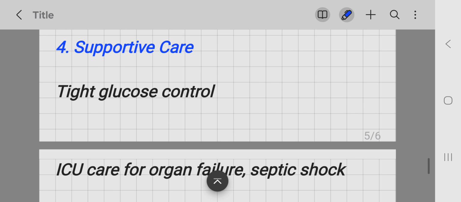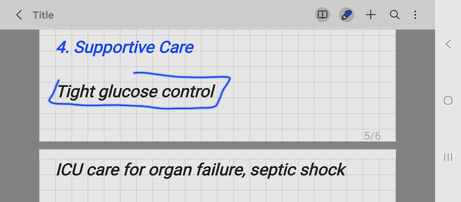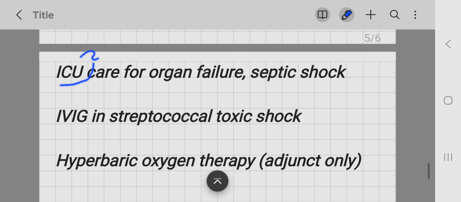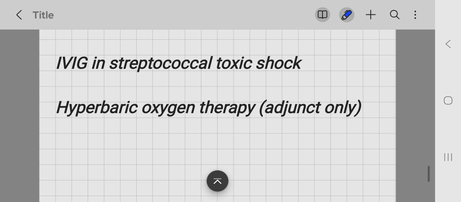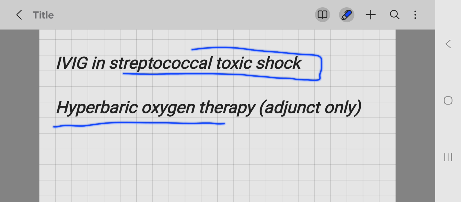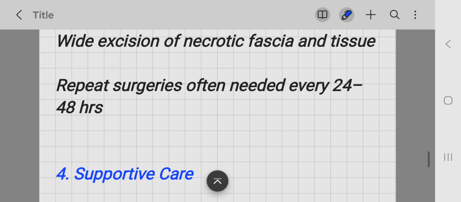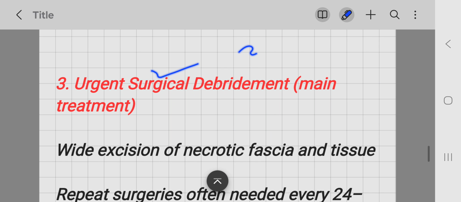Supportive care, like if the patient is diabetic, you have to maintain a tight glucose control and admit the patients in ICU if they have severe infection and septic shock. And in case of streptococcal toxic shock, you can give IVIG. And hyperbaric oxygen therapy, if there are especially anaerobic infection, you should go for this hyperbaric oxygen therapy, but it is only an adjunct. Main thing is you have to go for surgical debridement. It is the main treatment.